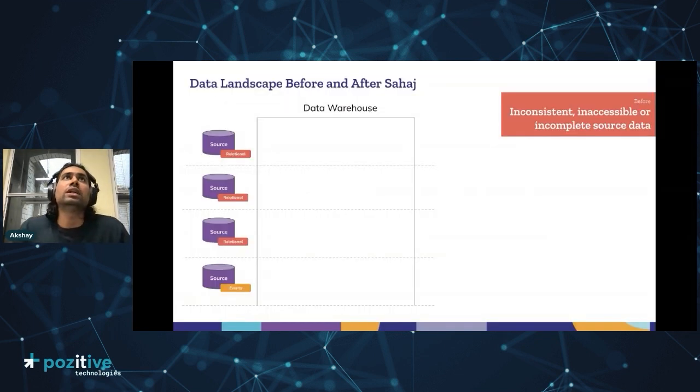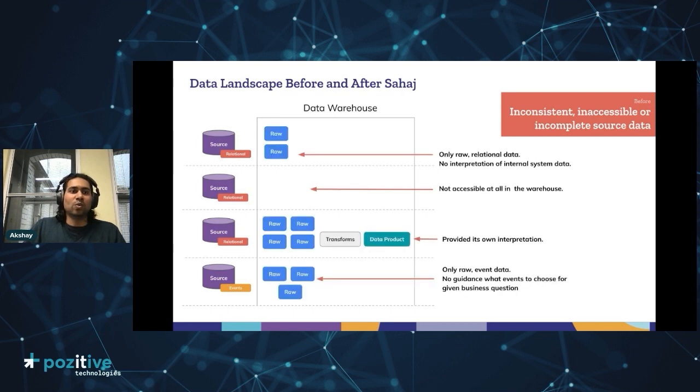To dive into it, the landscape before we went in: they had a bunch of different data sources. Some of them were relational, some of them were brand new event-based systems. And a lot of them were doing similar things, slightly differently, like I said. Some of these systems were quite old, and they weren't even available in the warehouse for any sort of analytics usage.